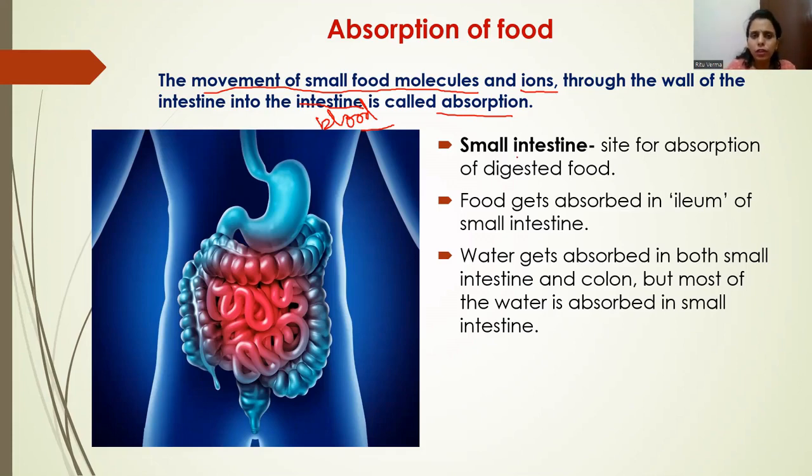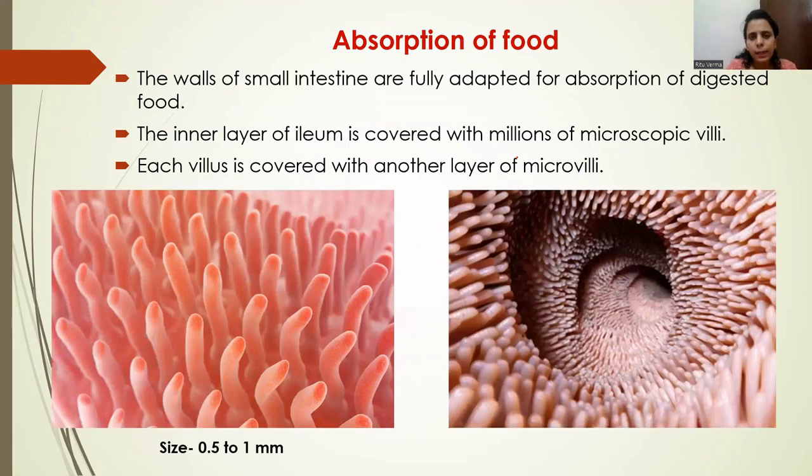Now we also drink water, before having food or after having food. So this water also gets absorbed in the small intestine as well as in the large intestine. But maximum absorption of water occurs in the small intestine. Now we will see how the small intestine is actually adapted for the absorption of food.